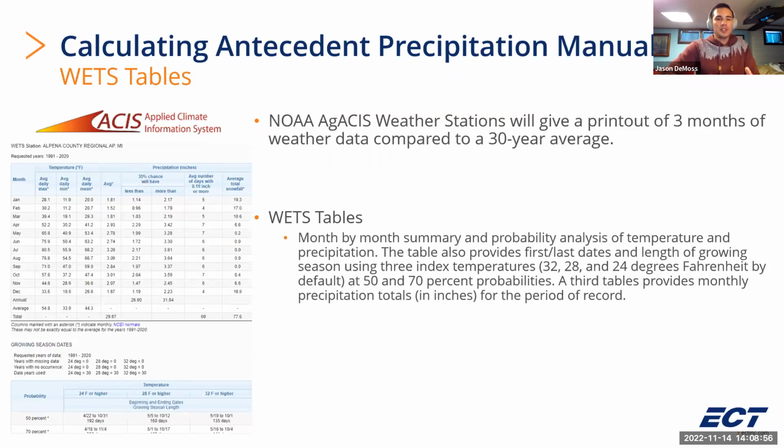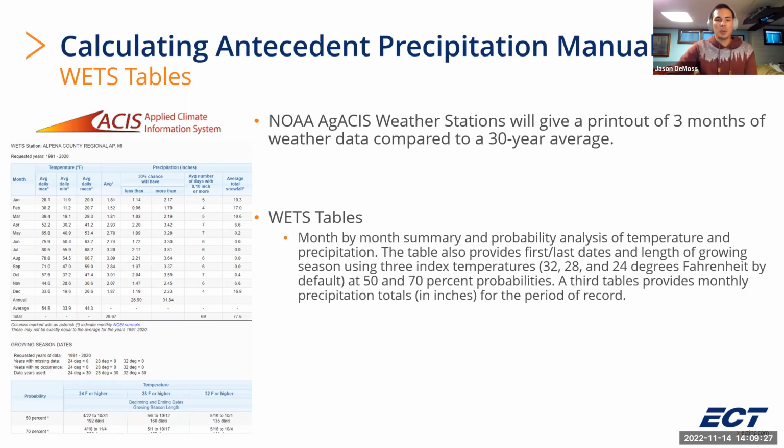First, to calculate the precipitation manually, you would go to NOAA's AgACIS weather station website. It'll give you a printout of 3 months of weather data compared to a 30-year average. You will get what's called a WETS table, which is a climate analysis for wetlands table. Again, it's a month-by-month summary and probability analysis of temperature and precipitation for a given weather station.